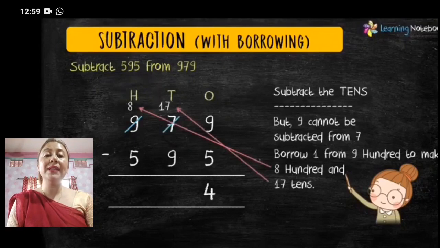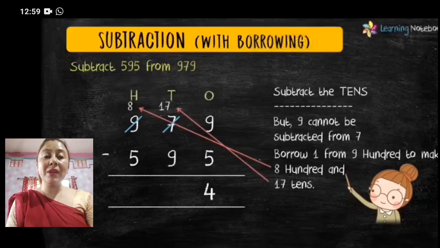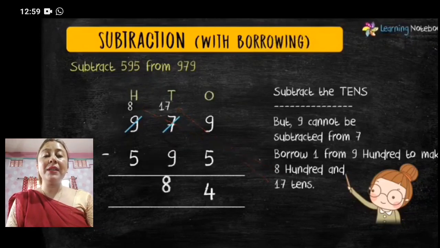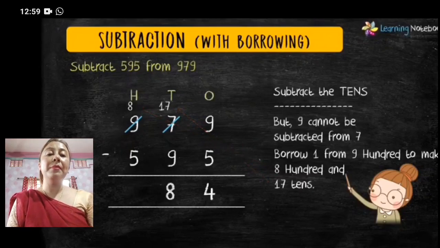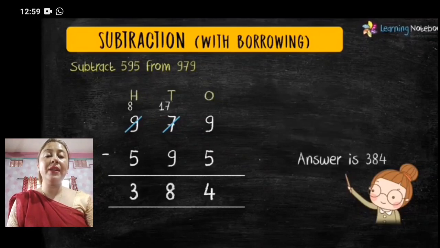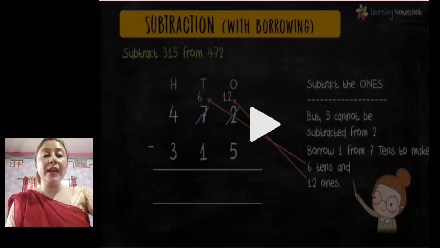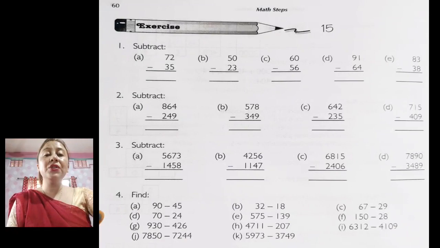So 17 minus 9 equals, what is 17 minus 9? 17 minus 9 equals 8. After that you will subtract the number in hundreds position, that is 8 minus 5 equals 3. So in this way you will do subtraction with borrowing, children. The final answer is 384. Hope you all understood whatever I have done here. Okay. Now let us do this exercise.